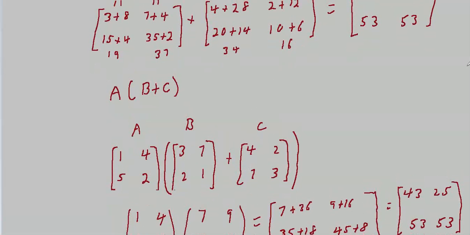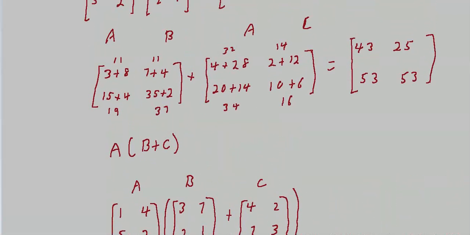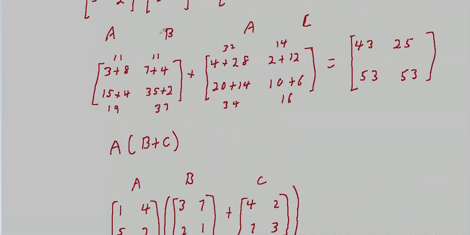When you end up with something like A times B plus A times C, you can rewrite it as A times B plus C.